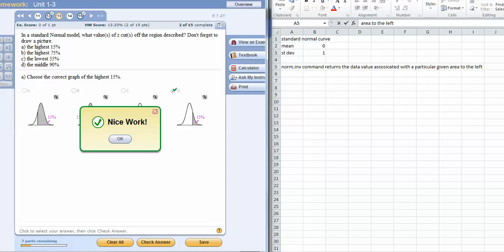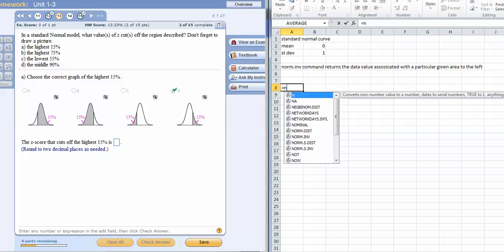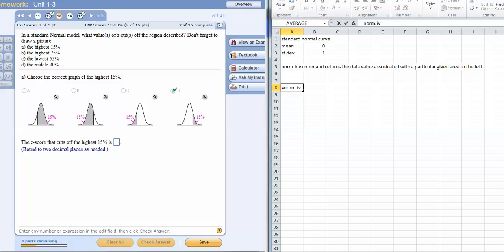Okay, so in order to get that Z-score that cuts off the highest 15%, I'm going to say equals norm inverse, and then parentheses, and I have to do 0.85, or I could do 1 minus 0.15 if I wanted, comma the mean, which is 0, comma the standard deviation, which is 1. And so that's the data value. Rounded to 2 decimal places it's going to be 1.04. Okay, and so that's really all you're going to be doing here.